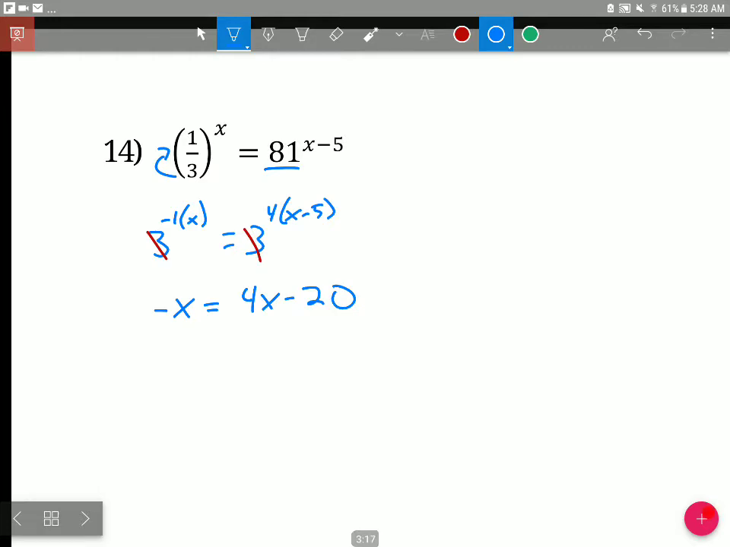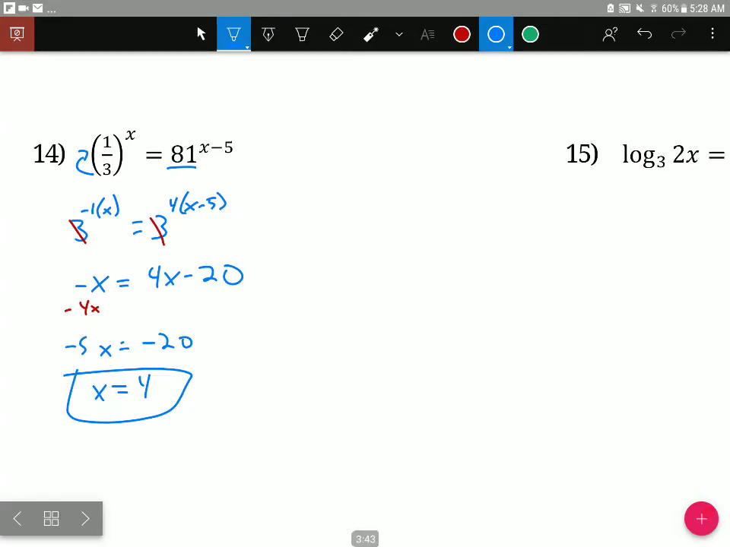I'll move the 4 over, so I'll subtract 4x. That's negative 5x equals negative 20. I love my 5 right there. Let's clean that up. Negative 5x. I'm not sure that's any better. Whatever. X equals 4. And you're done. Okay.